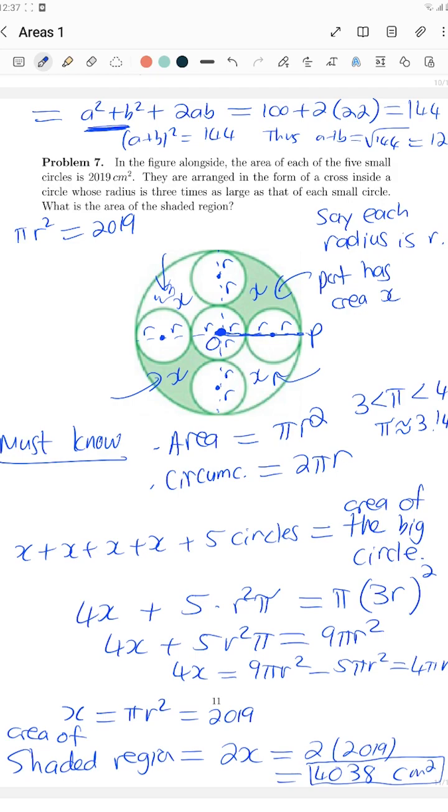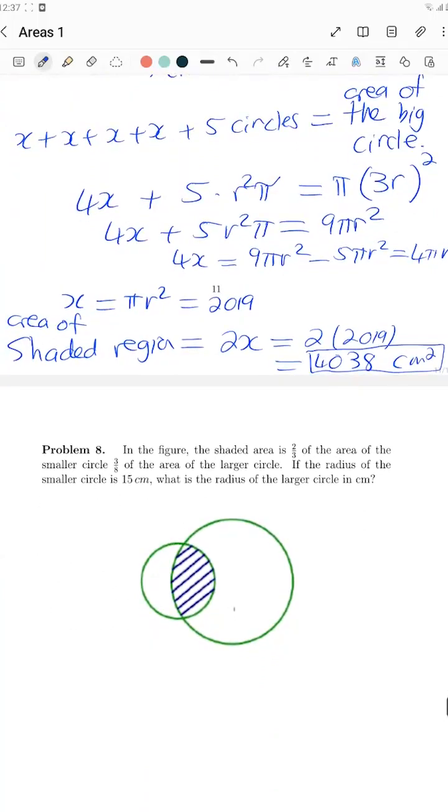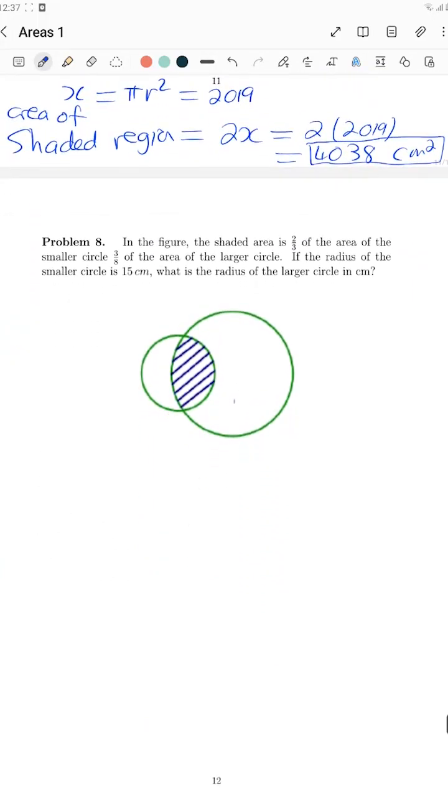Great! Are you ready for the last problem of the video? Here we go. It goes as follows. In the figure, the shaded area is 2/3 of the area of the smallest circle. It is also 3/8 of the area of the largest circle. If the radius of the smallest circle is 15 centimeters, what is the radius of the largest circle in centimeters?